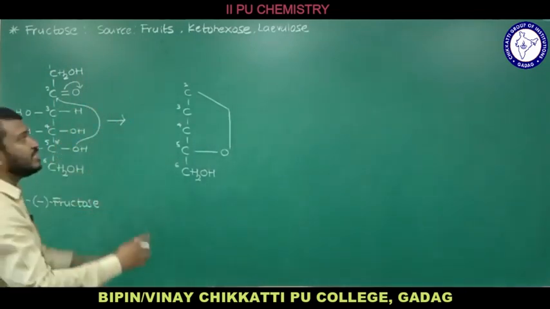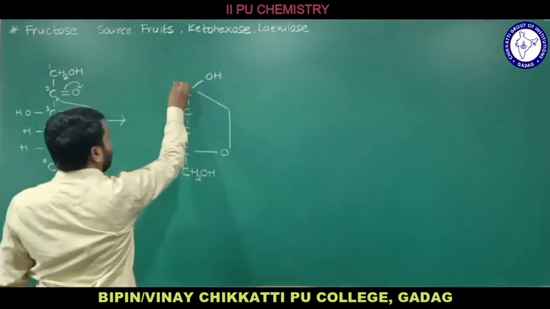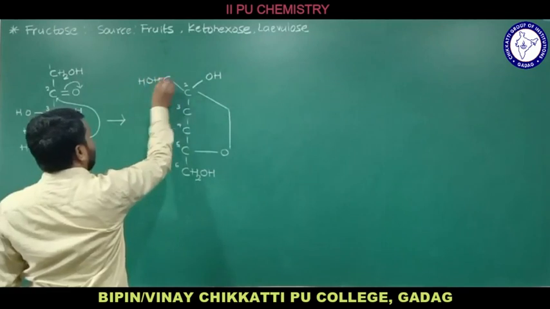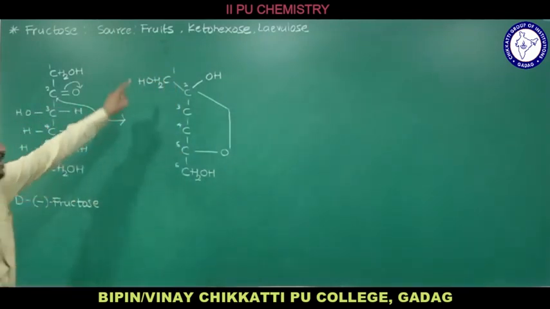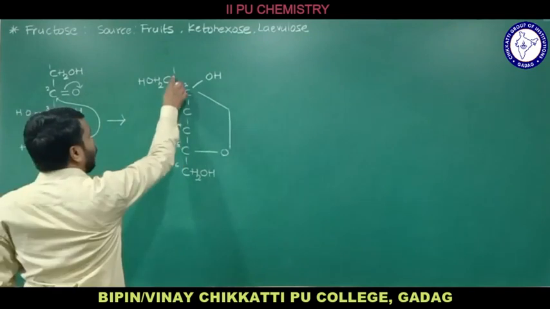We can represent it in 2 different forms. In one form I am going to write OH here, and in the other form I am going to write CH2OH, and this is carbon number 1. See here, carbon number 1, 2, 3, 4, 5, 6. On carbon number 2 we have the functional group, that is ketone. Therefore this is carbon number 1, 2, 3, 4, 5. And the remaining is the same, 1, 2, 3.